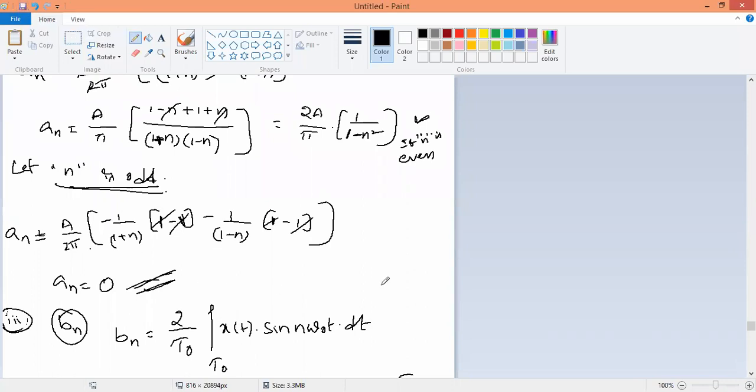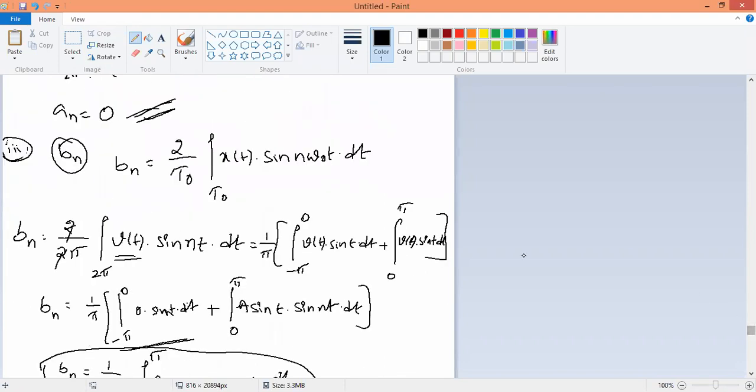Next, to see the bn value. So what is the bn equation? Already we know the bn equation.